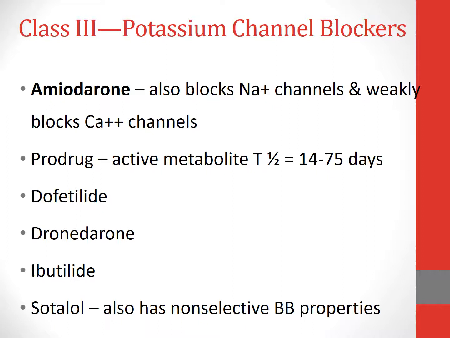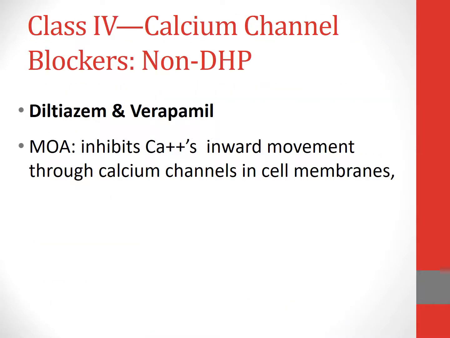Here we're targeting the potassium channel. Now, amiodarone isn't a pure potassium blocker. It has some effect on the sodium and a little bit of effect on calcium. So it's pretty potent. It's administered as a prodrug, and has a really crazy long half-life. Its metabolite has a half-life anywhere from 14 to 75 days. Here's a list of some other ones. And sotalol, being an -olol, also has some non-selective beta-blocking properties.